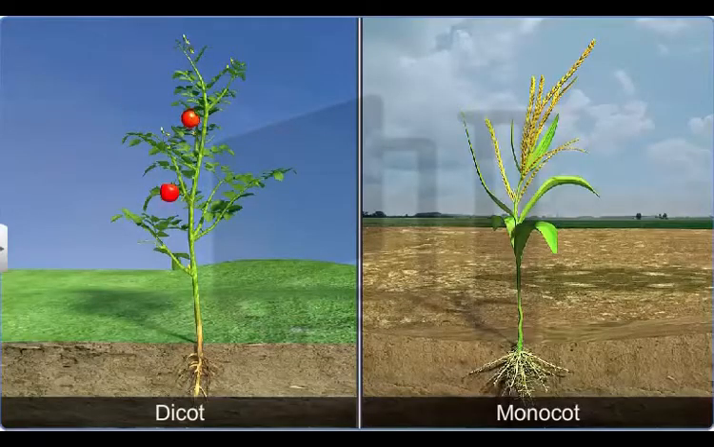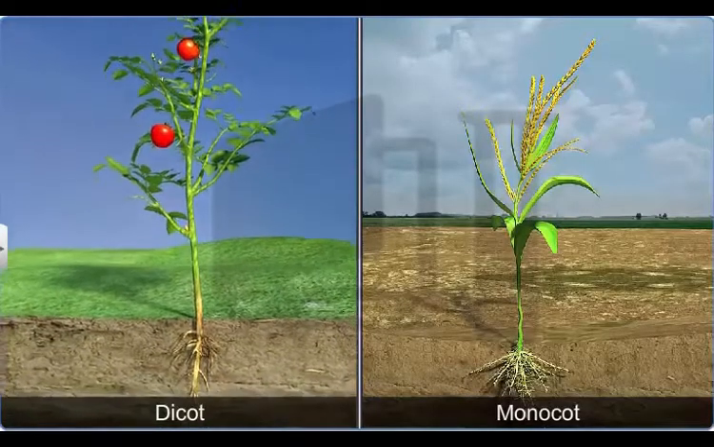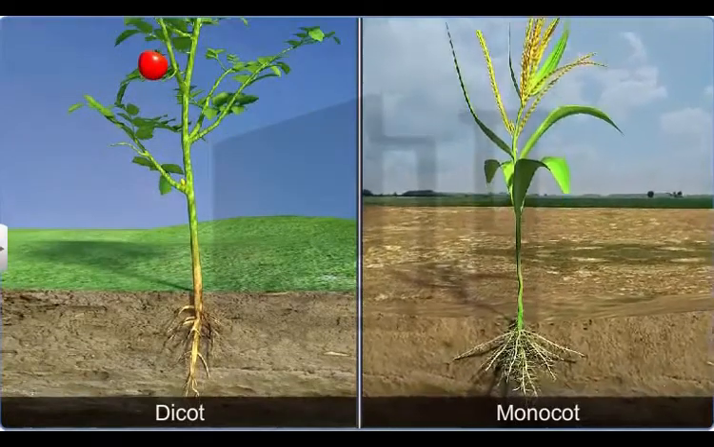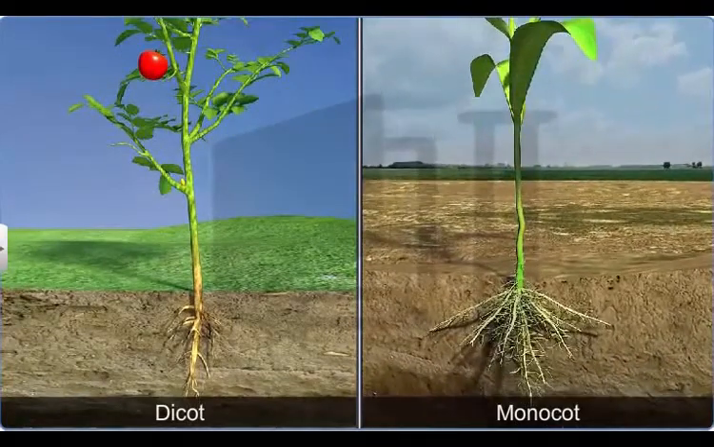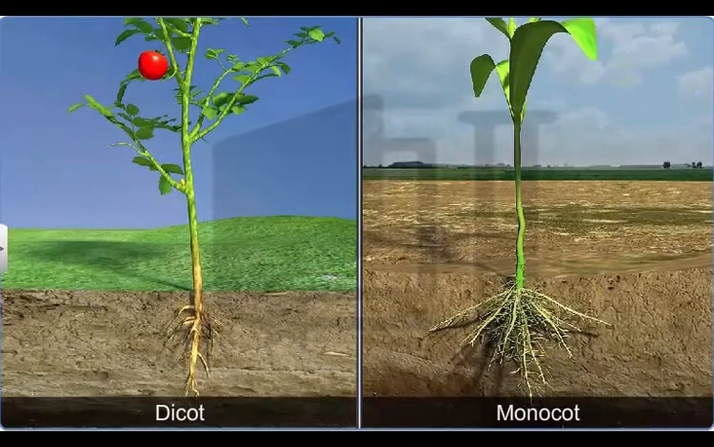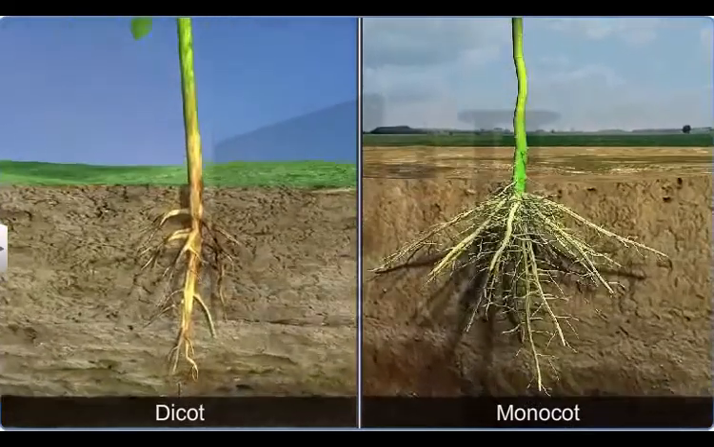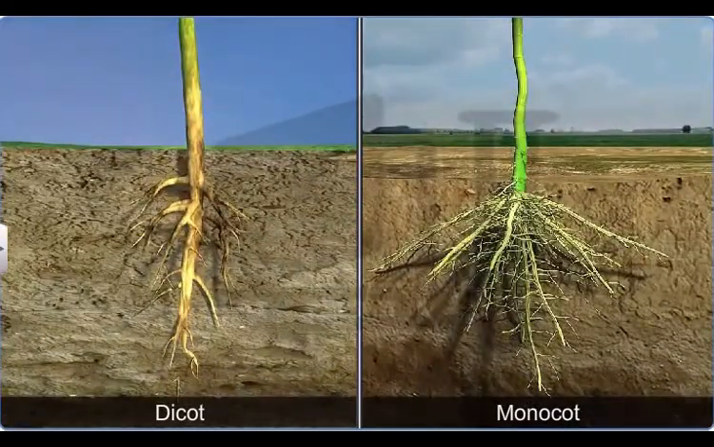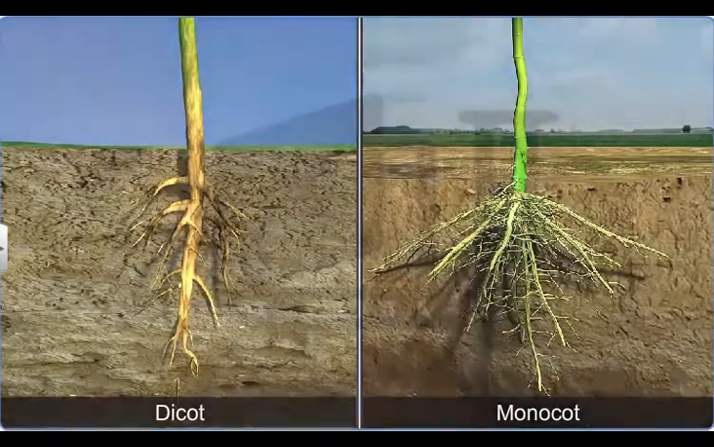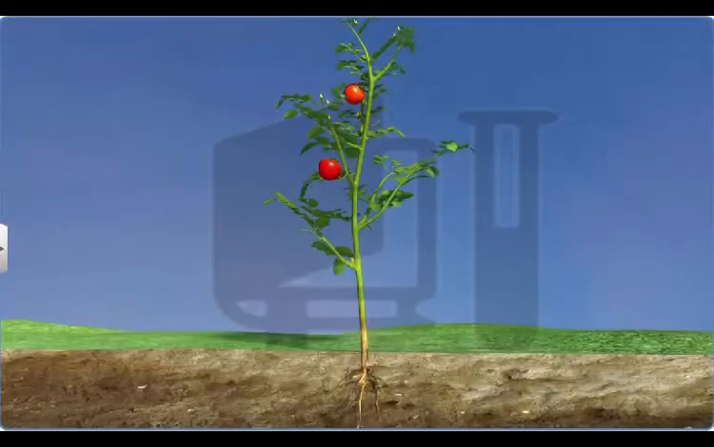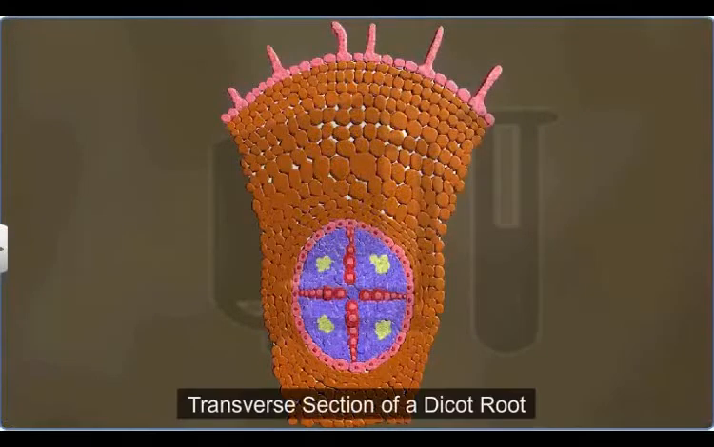The root is one of the key organs that helps distinguish between a dicot and a monocot plant. Let's observe the transverse section of the matured zone of roots to understand their internal structure. We'll begin by studying the anatomy of a dicot root.